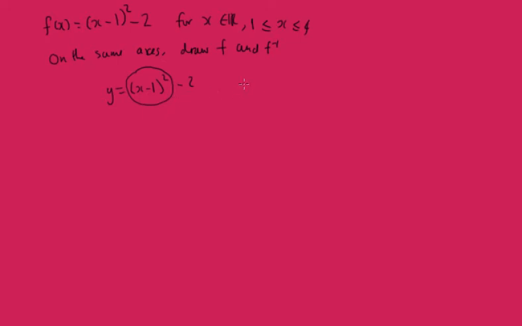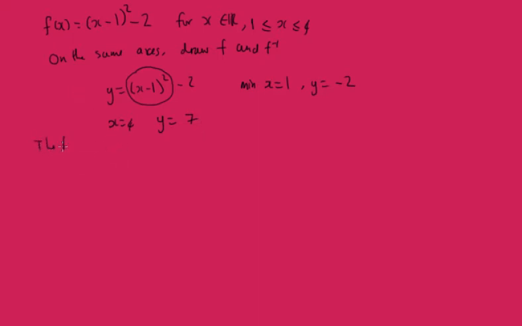So this minimum value it can have is when x equals 1, which is the limits of our domain. And when x equals 1, y is going to be minus 2. Now let's look at what it is when x equals 4, so the other end of our domain. Y will be 7.